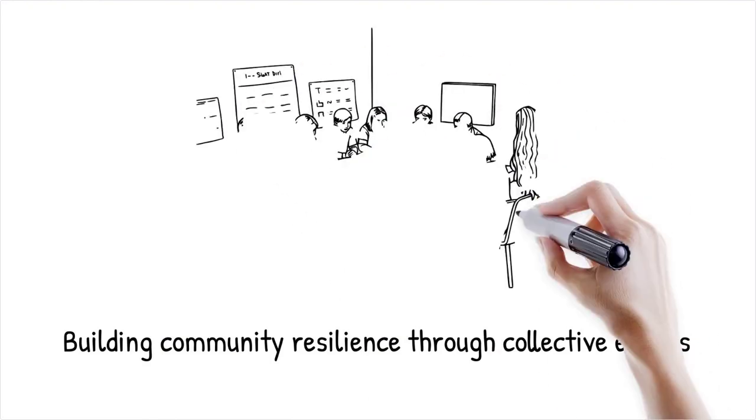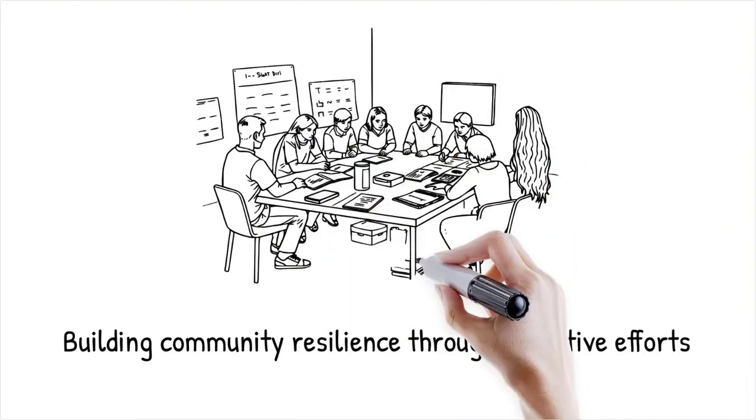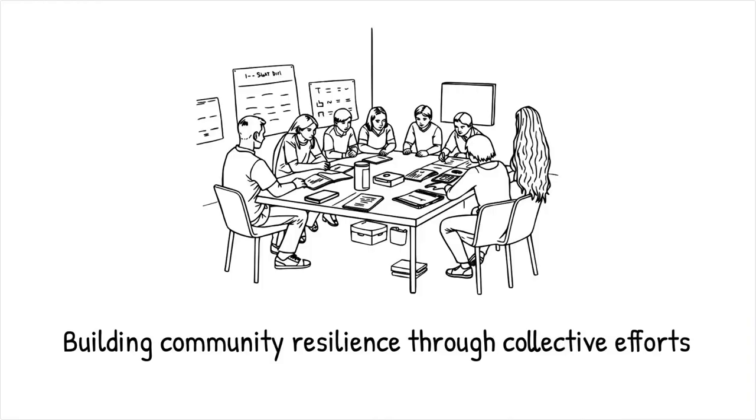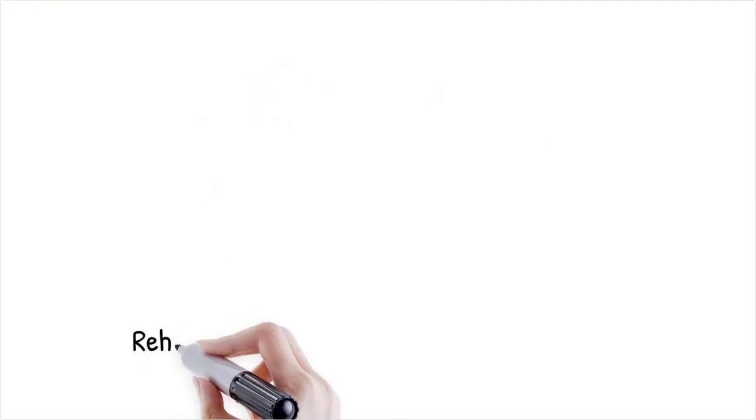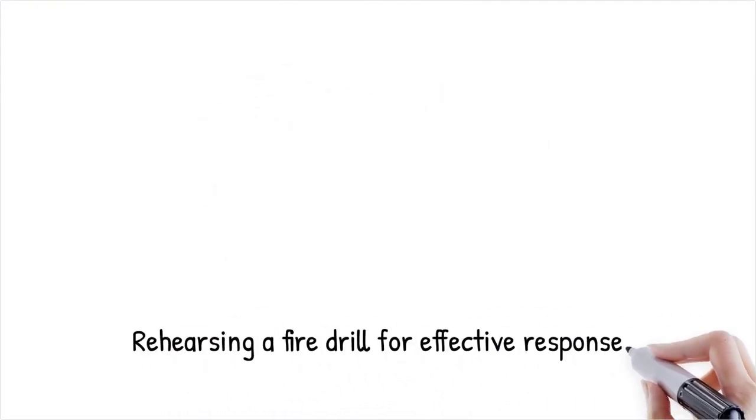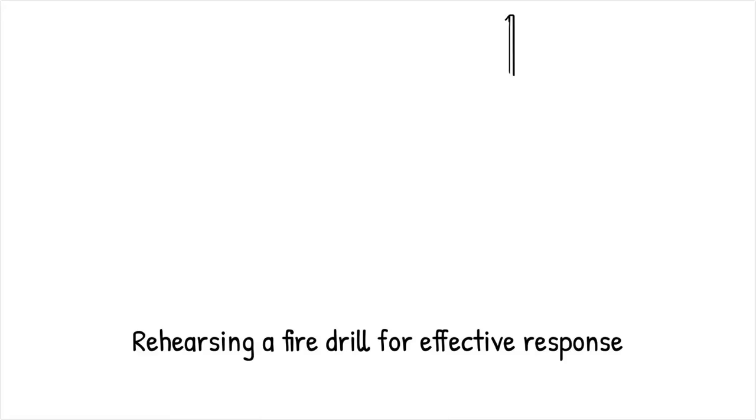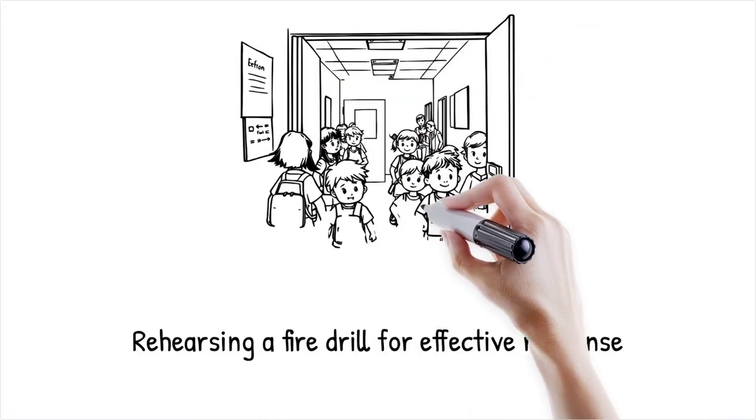For example, community workshops and preparedness drills can help people learn how to manage stress and work together effectively during a fallout event. It's like rehearsing a fire drill at school. When everyone knows their role and has practiced their responses, the group can act calmly and effectively during an emergency.